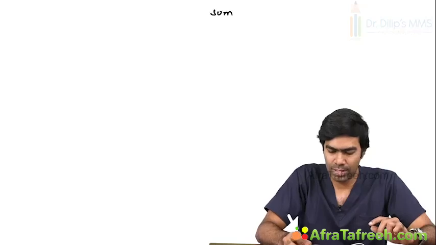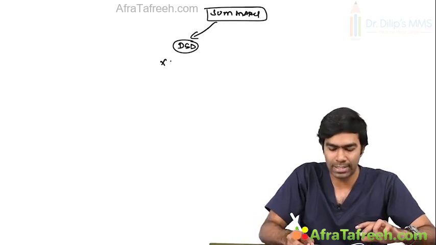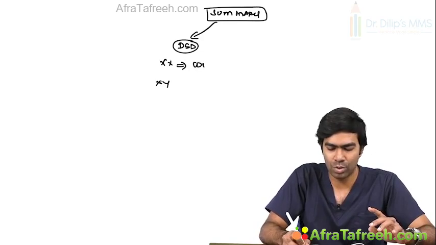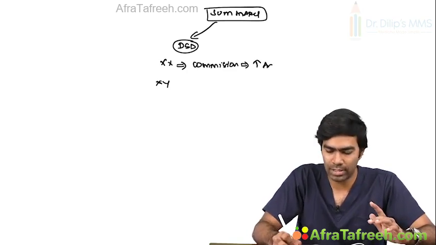So the first important summary is the understanding of DSDs, how you are going to develop a disorder of sexual differentiation. It could be an XX DSD or an XY DSD. We know XX DSD is due to an act of commission, where you have the female fetus committing to excess androgens.